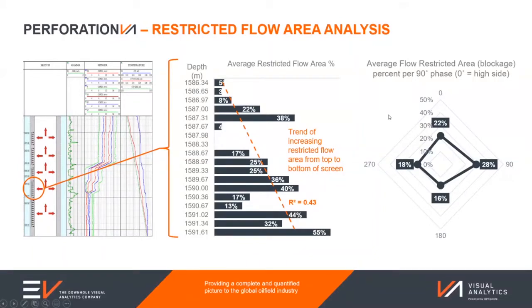We could even look at trends around the azimuth, looking at the circumference of the well and maybe the orientation and phasing of the perforations. And from these two, we can help to understand if there's a particular mechanism that's affecting performance and potentially advise whether this is something that could be removed.